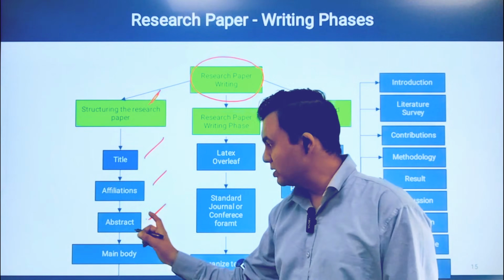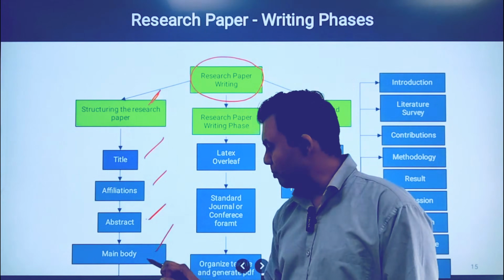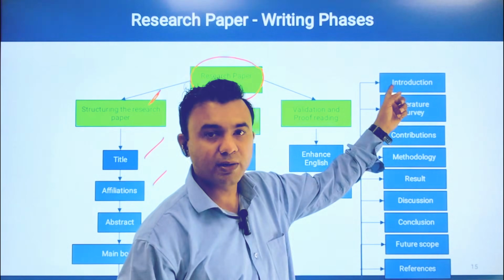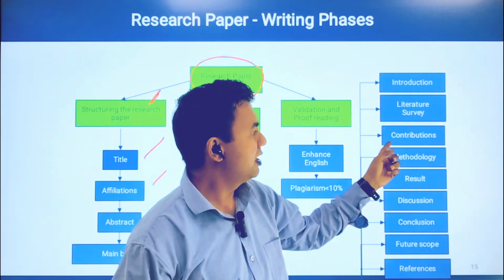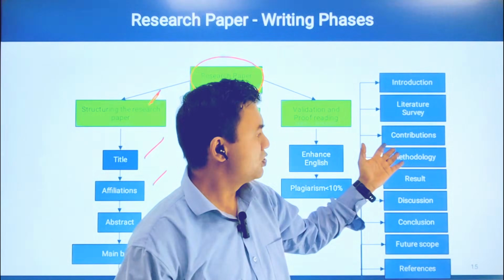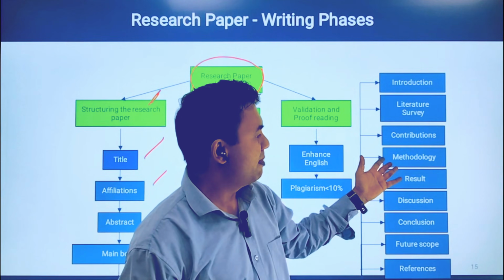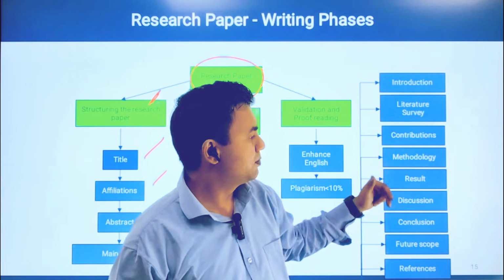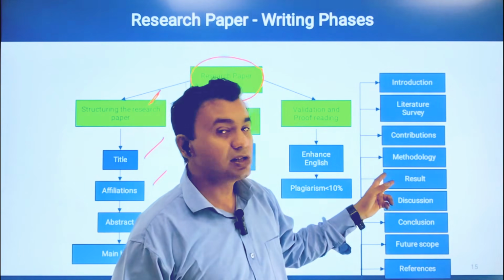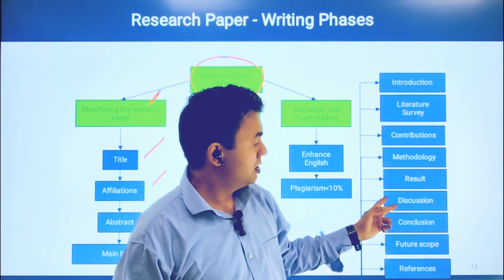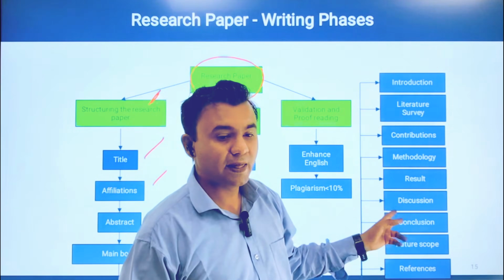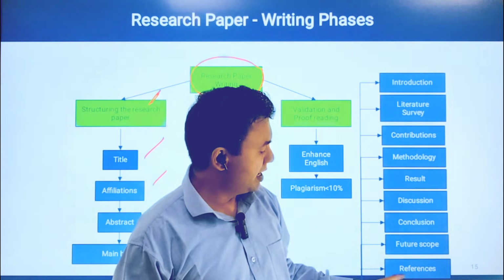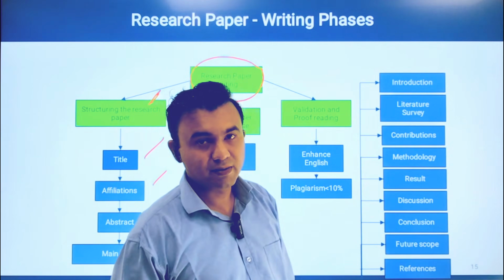It should be impactful. We'll see how to write it. Then begin with the main body. The main body consists of the introduction, literature survey. Then what are your contributions? What kind of methodology did you work on to solve your principal problem statement? What are the results that you have found out? Discuss the results nicely. Provide the conclusion, future scope, and end it with the references.